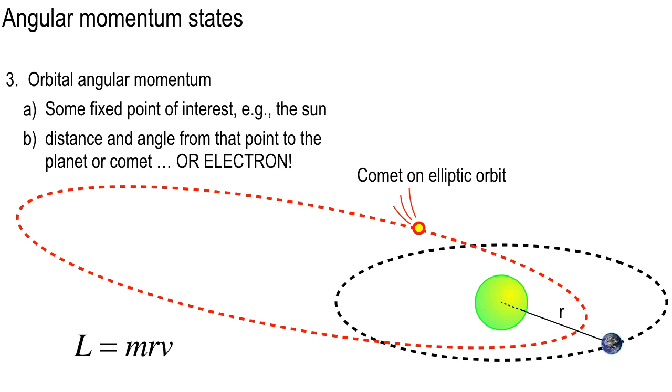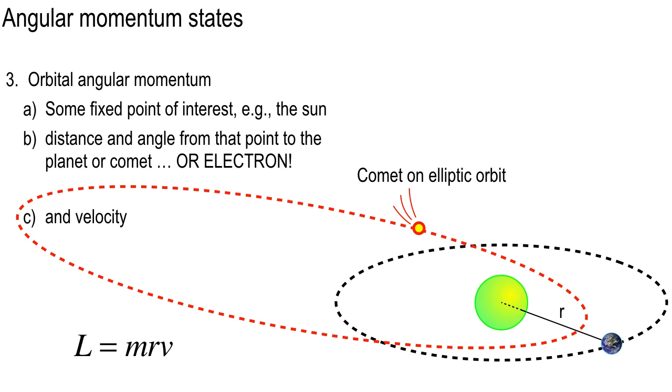You have to know your fixed point of interest, the sun or the nucleus, the distance out to the planet or comet or electron, and the velocity. And if you know the velocity or the speed, you can figure out L equals mRV. For an elliptic orbit, it's kind of tricky, but you can do it. Circular orbit, it's not too bad. It's mRV. R is the same all the way around on a circle.